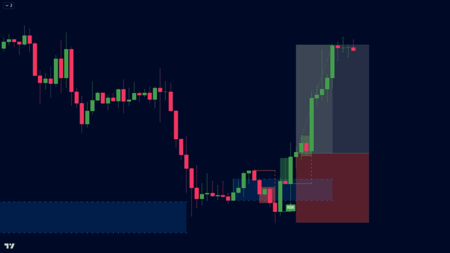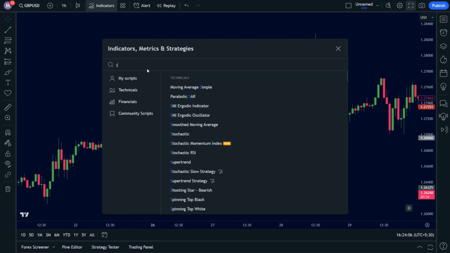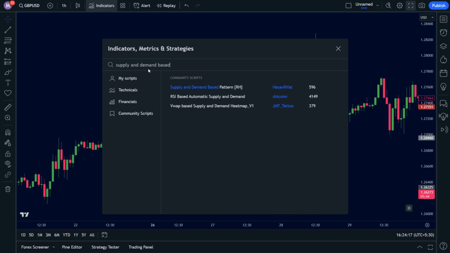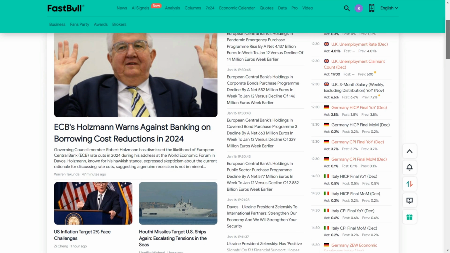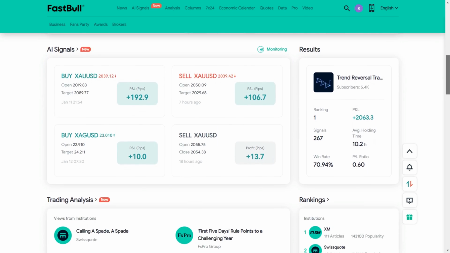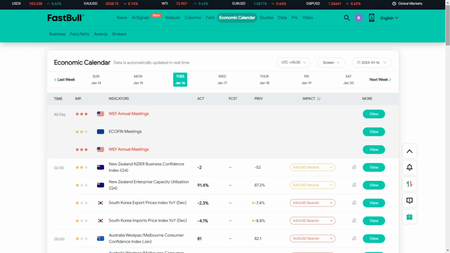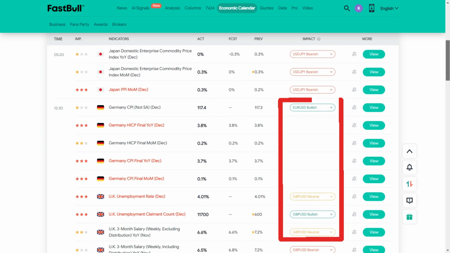Alright, it's time to equip our trading arsenal with these powerful tools. Let's head over to TradingView, Indicators tab and search for the supply and demand based pattern indicator. This bad boy is like our X-ray vision, revealing the hidden forces of the market. But a true trader doesn't just rely on indicators alone. We also need to stay ahead of the market news, as it can often trigger big moves. That's where FastBull's economic calendar comes in, showing you what's about to go down before it even happens.